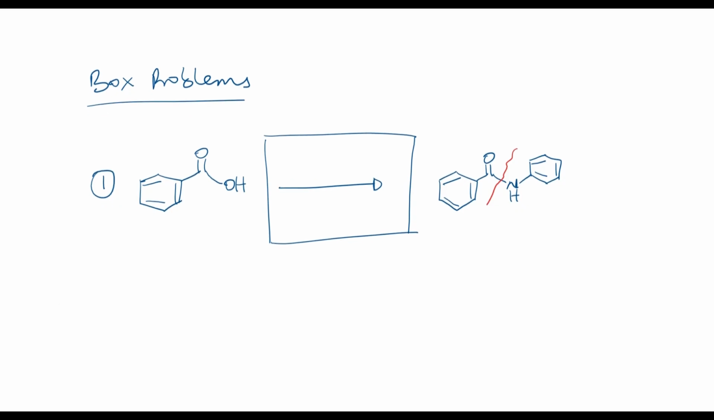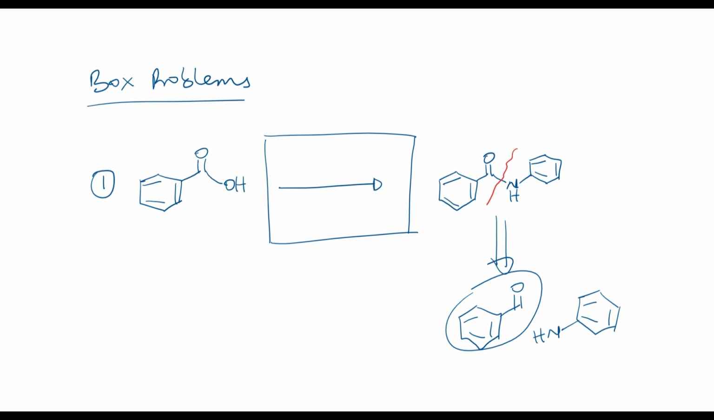And the two fragments that will result from that will be this and this. So I can convert this to my starting material. And for the other fragment, all I have to do is to make that into an amine. The next thing would then be, how can I make an amide?